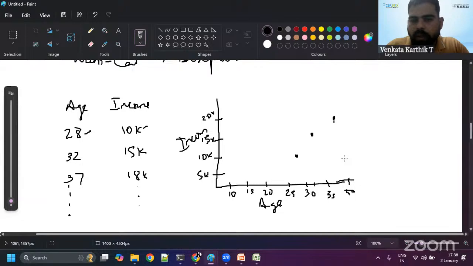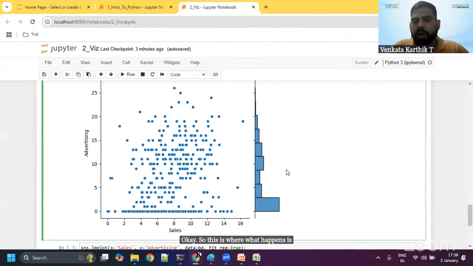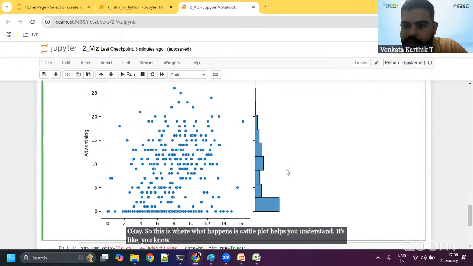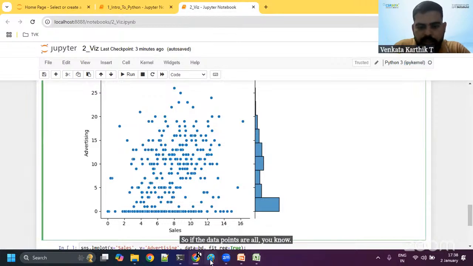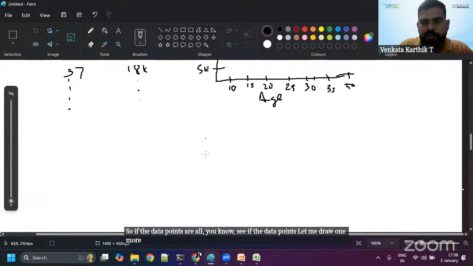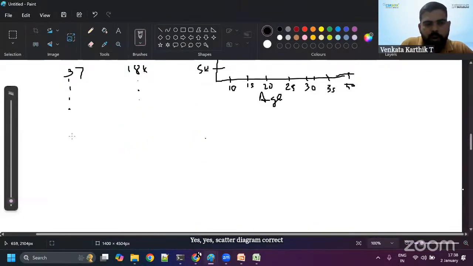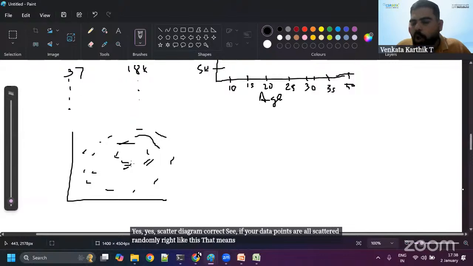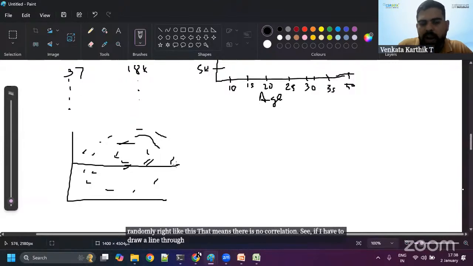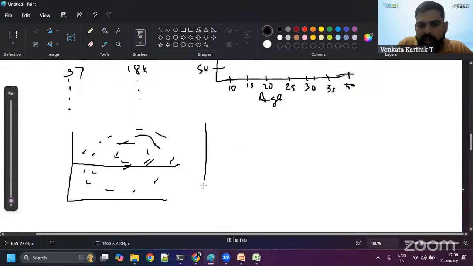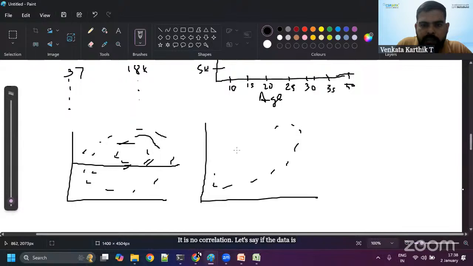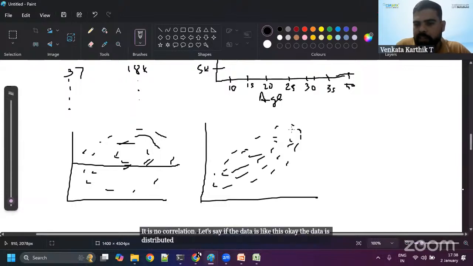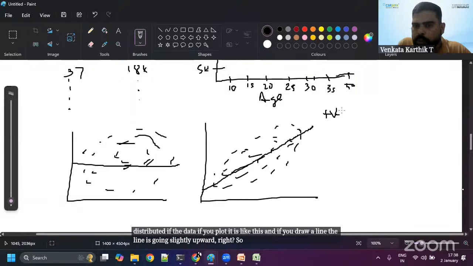This is where the scatter plot helps you understand. It's like a visual representation of your correlation. Let me draw one more visualization, the scatter diagram. If your data points are all scattered randomly like this, that means there is no correlation. If I draw a line through this, the line will be flat. Let's say the data is distributed like this, and if you draw a line through it, the line is going slightly upward. So this means it is positive correlation.